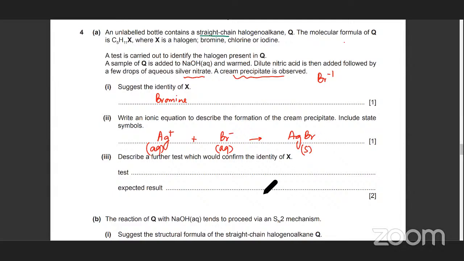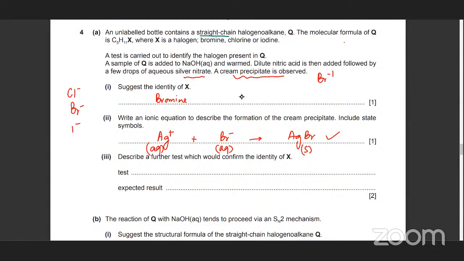Describe a further test to confirm the identity of X. So what could be a further test? Halides का test, remember? It's a test for halides. Halide का complete test क्या होता है? मतलब adding एक तो excess ammonia. ठीक है, you're going to add ammonia.